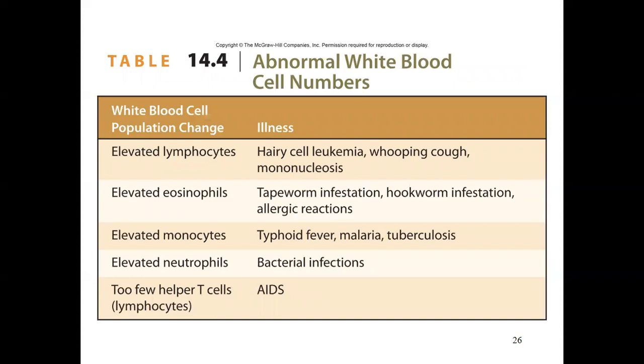So a recap of what can cause an abnormal number of white blood cells. These are all talking about elevated white blood cells, except this last one. This is what can happen if you have the illness that is caused by having too few lymphocytes, specifically helper T cells. So use this to help you get an understanding of those.